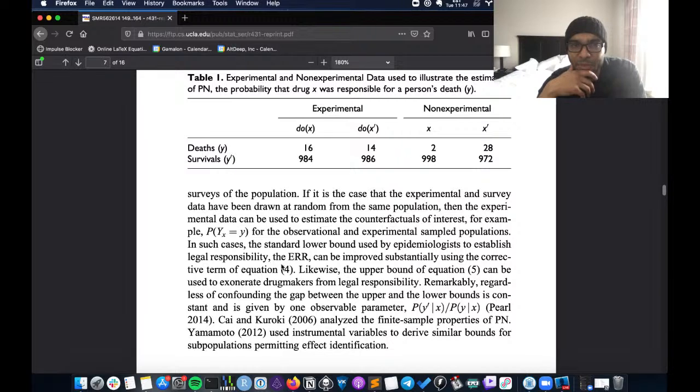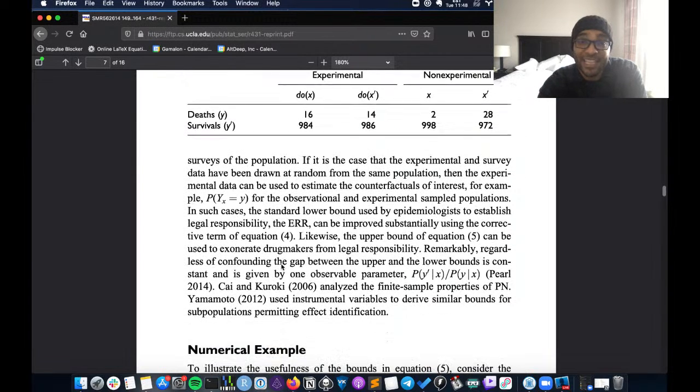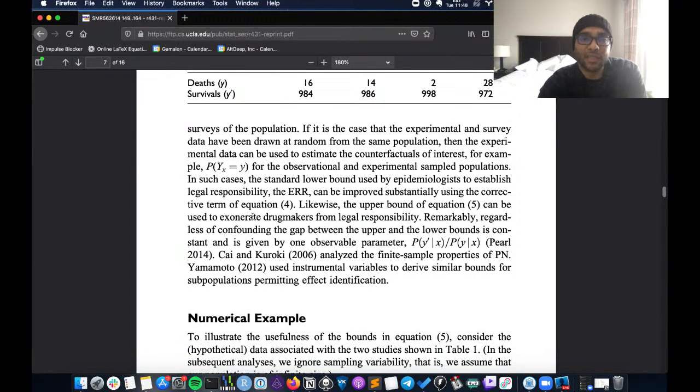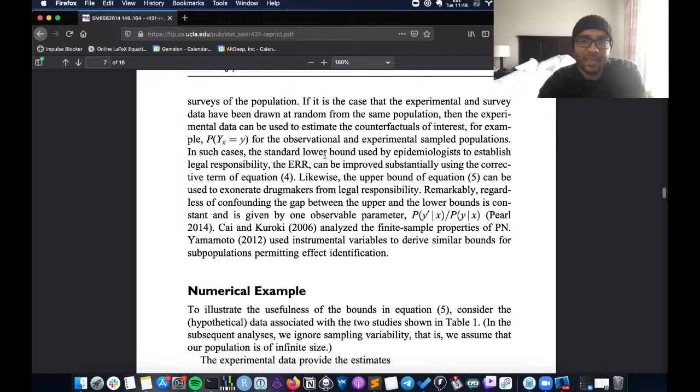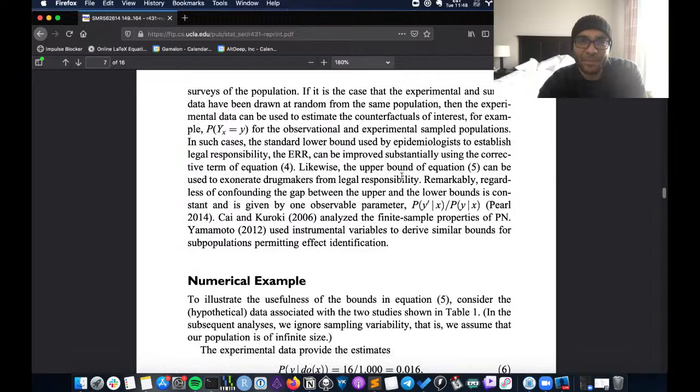For example, the probability that y under an intervention x is equal to small y for the observational and experimental sample populations. In such cases, the standard lower bound used by epidemiologists to establish legal responsibility, the ERR, can be improved substantially using the correction term of equation 4.